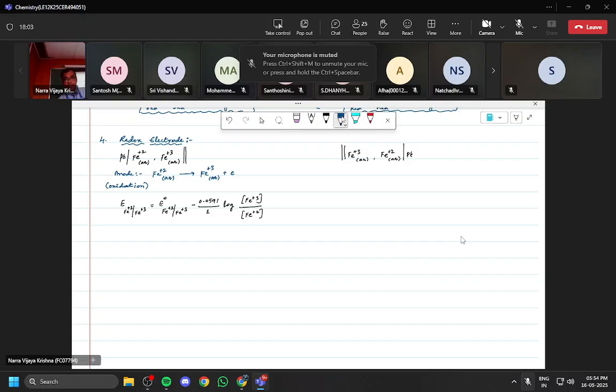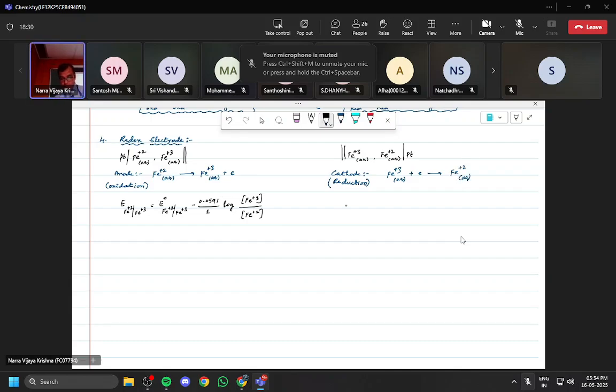Can I write like this? Yes, sir. Now tell me what happens. So this is nothing but representing as cathode. At cathode always reduction occurs, right? So I will write this reaction as Fe+3 aqueous gains an electron to form Fe+2 aqueous.